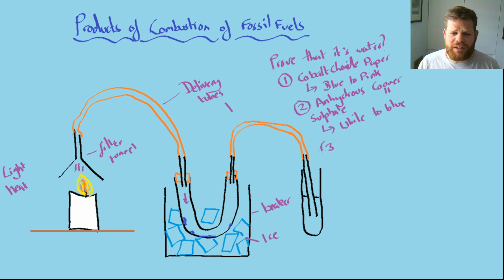The third thing that we can do to prove that something is water is to simply boil it, heat it up to boiling, and if it boils at 100 degrees centigrade, it's water. So those are the three things we can do to prove that that little product in the middle is water. We've already identified that one of our products is water.